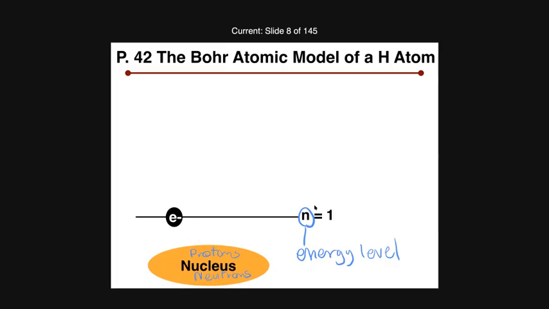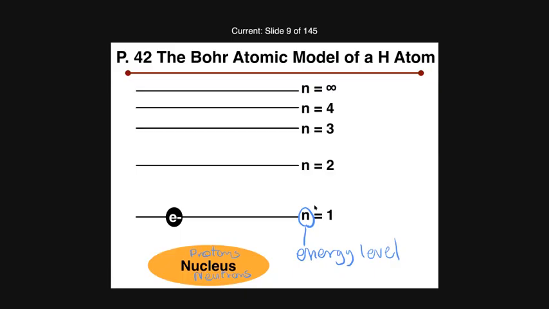Okay, so we're going to focus on only one electron right now. That means this electron here can travel, but it has to travel at a specific energy. The next energy level it can travel to would be n equal to 2, n equal to 3, 4, and so on. And it can be n equal to infinity. So that would be the cutoff or the border of the size of an atom, right?